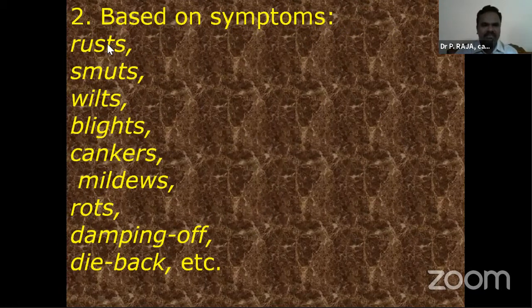Based on the symptom: rust, small raised pustules; smuts, masses of powdery spores; and wilts, the entire plant wilting. The next ones are blight, cankers, mildews, rots, damping off, and dieback, where plants will die back. All of these are based on the symptom.